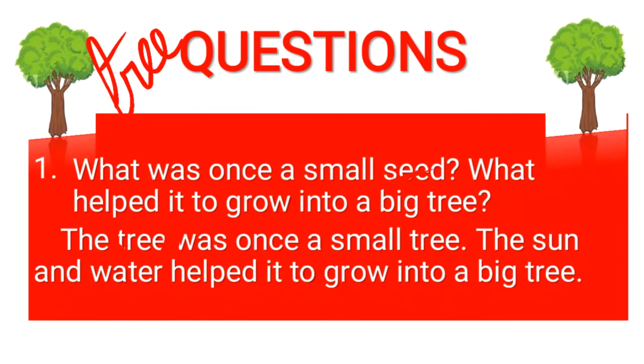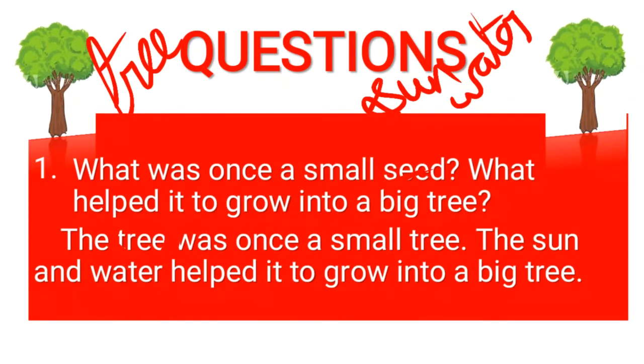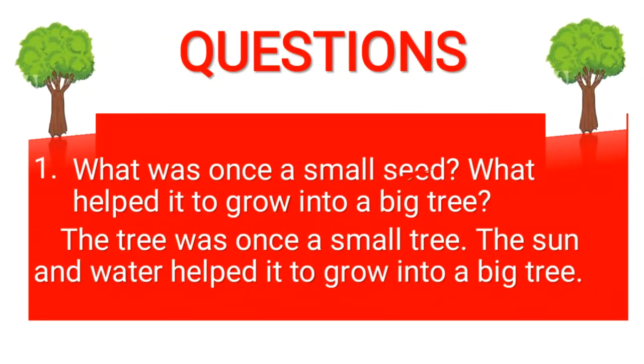And what helped it to grow into a big tree? The sun and water. Don't forget, okay? So what was once a small seed? You should write, the tree was once a small seed. You can copy these things from your question. And then what helped it to grow into a big tree? The sun and water helped it to grow into a big tree.